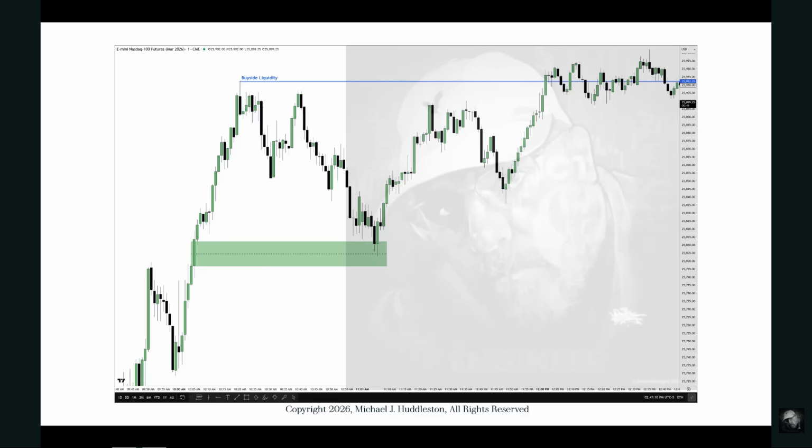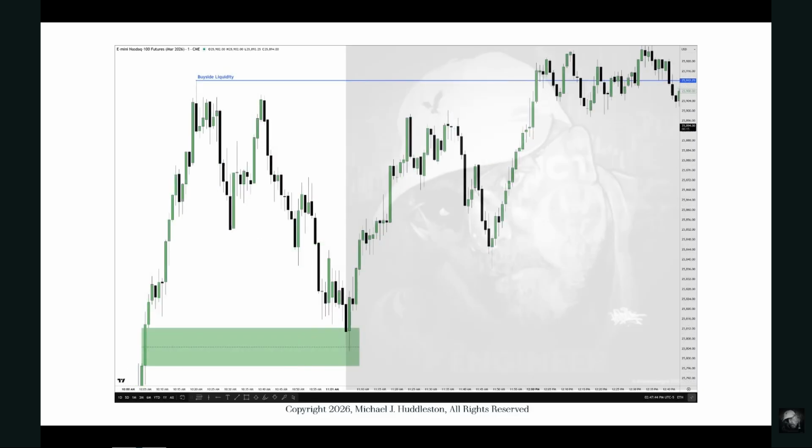So what I want to show you now is I'm going to take off that blue box, and I want you to think about what you see here. What do you see right there? Market maker buy model. Zoomed in, original consolidation, first stage distribution, second stage distribution, down right into that discount buy side imbalance, sell side inefficiency.